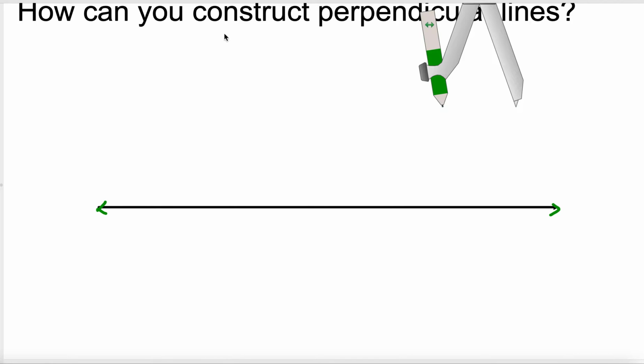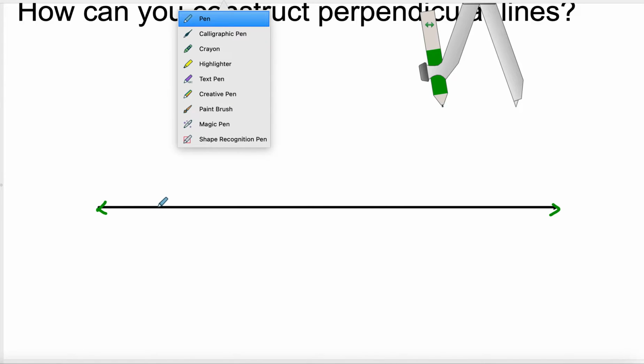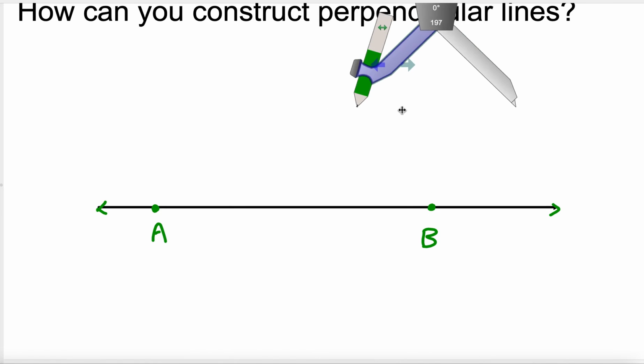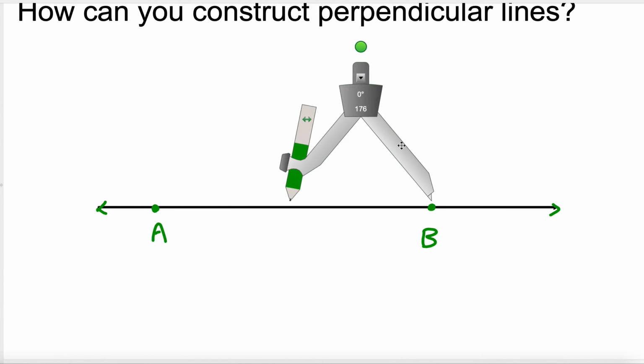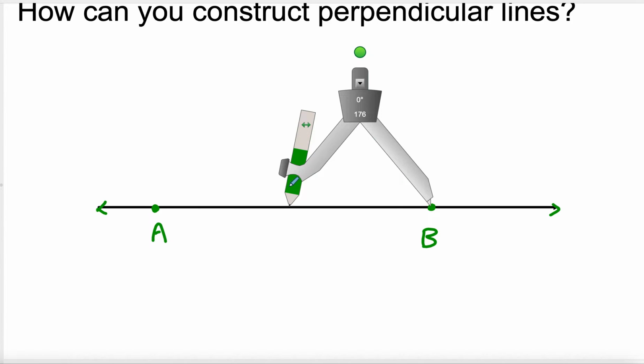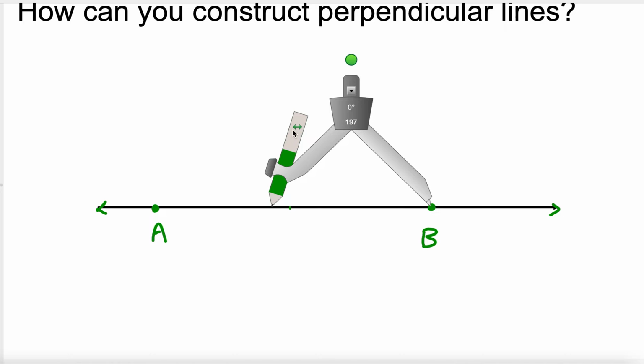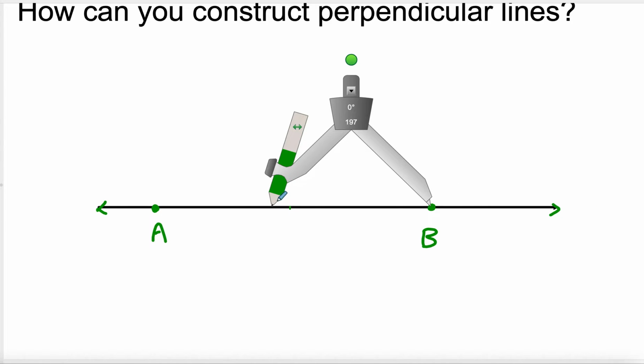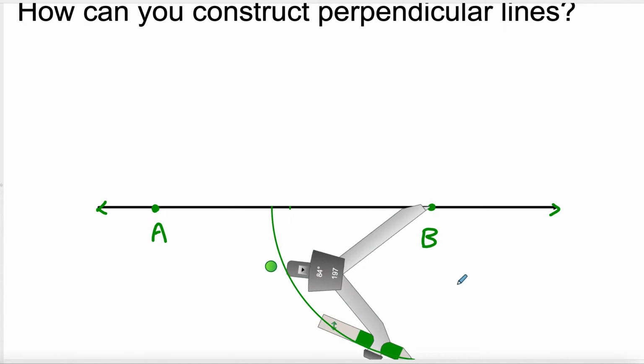So you can pick 2 points. Let's suppose you have point A and point B. You can pick any 2 points, and then you can use your compass. So let me bring it up here. Okay, and you're gonna make it a little bit bigger here. Okay, and let's see how it goes. And you can make circles.